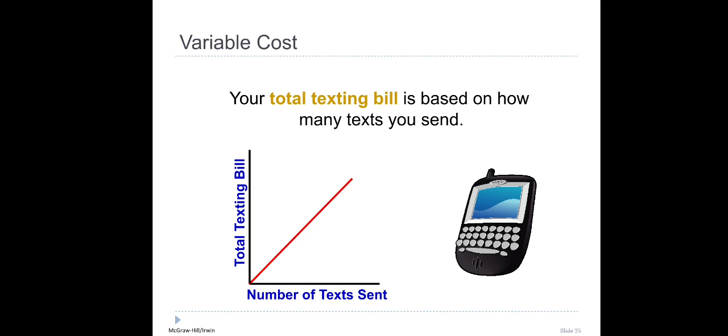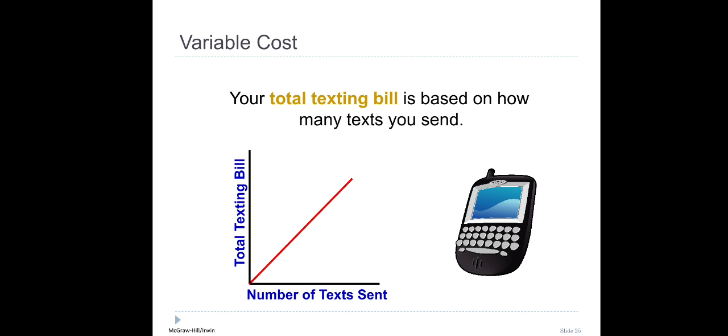The total texting bill or SMS cost, your total texting bill or your total SMS cost, is based on how many SMS you send. You know, you have a handphone, you can send SMS. We are not doing that much now, because now we have WhatsApp. It is free, isn't it? So many years ago, there was no WhatsApp. Most people used SMS to communicate.